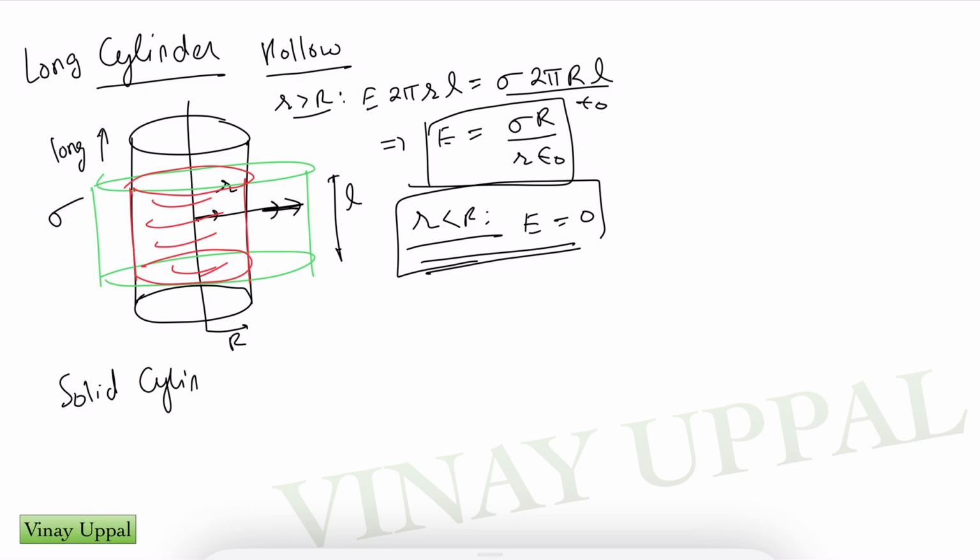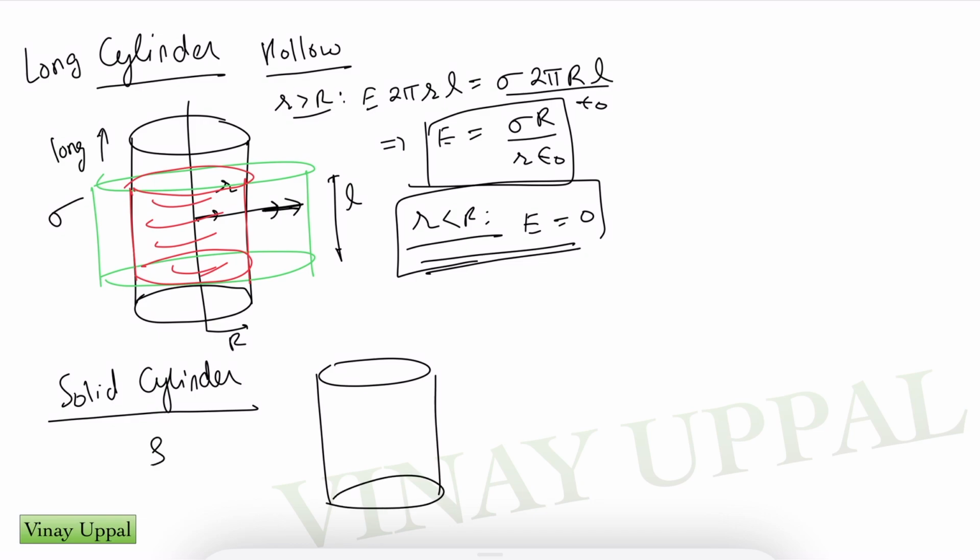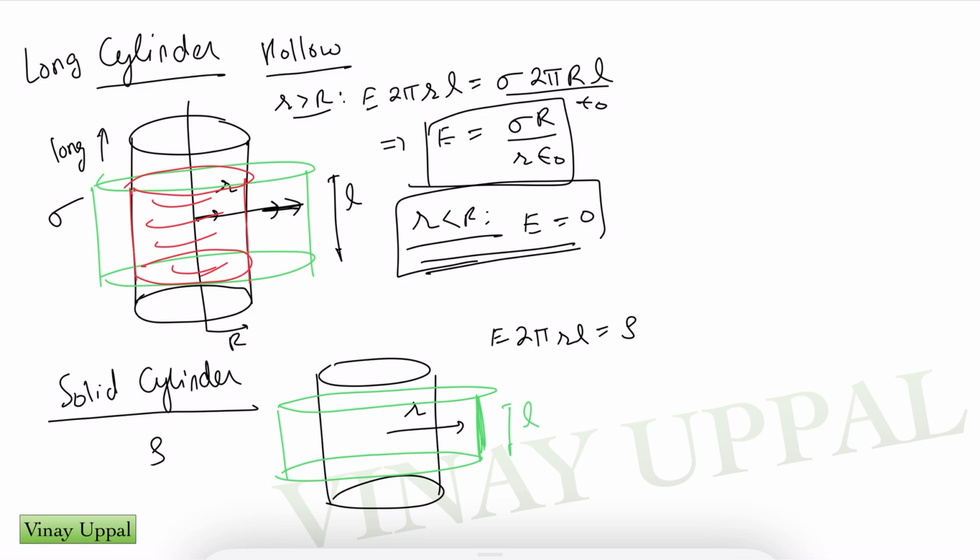Similarly, if I consider a uniform solid cylinder, and this time I'll give you charge per unit volume density rho. So for r greater than capital R, once again consider a Gaussian cylinder of length L. So I'll have E into 2 pi rL should be equal to charge enclosed, which would be rho into pi capital R square L, because only this red portion of the solid cylinder, divided by epsilon naught. So you can get your electric field. Once again, not something standard. So this is r greater than R.